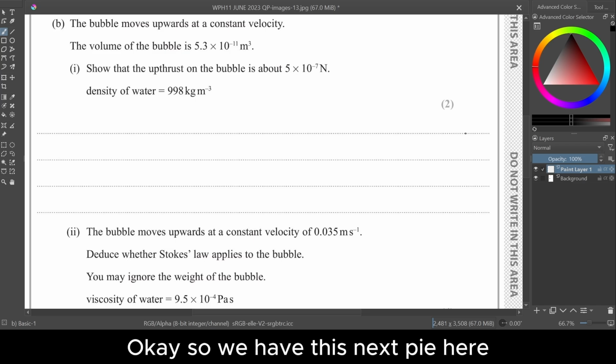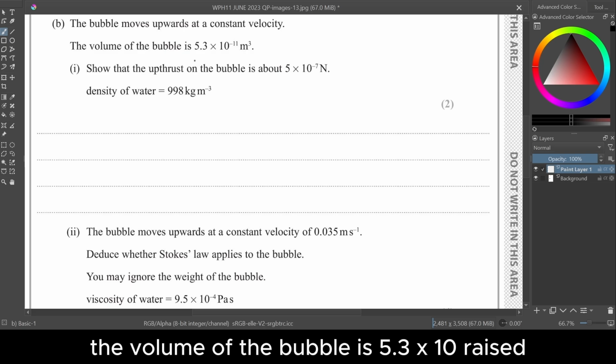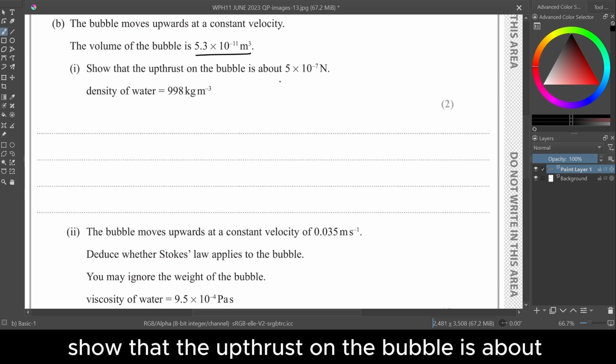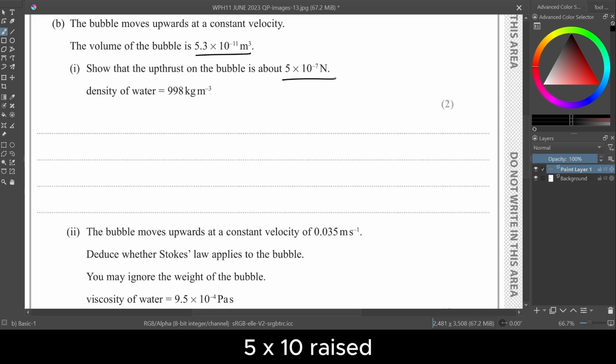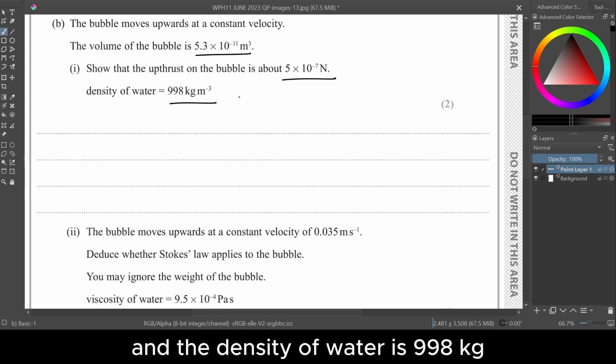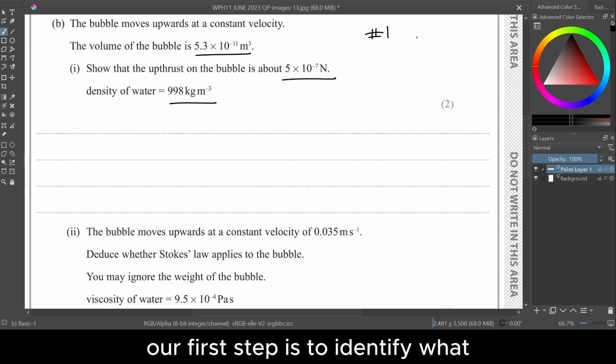Okay, so we have this next part here. It says the bubble moves upwards at a constant velocity. The volume of the bubble is 5.3 times 10 raised to power minus 11 meter cube. Show that the upthrust on the bubble is about 5 times 10 raised to power minus 7 newtons, and the density of water is 998 kg per meter cube. Let's do it step by step.